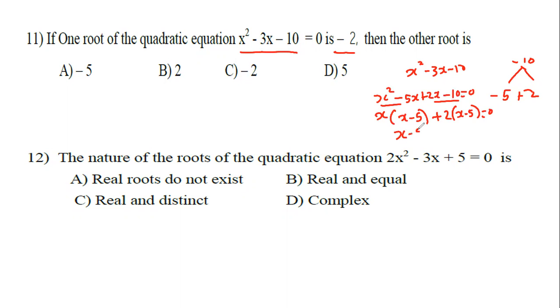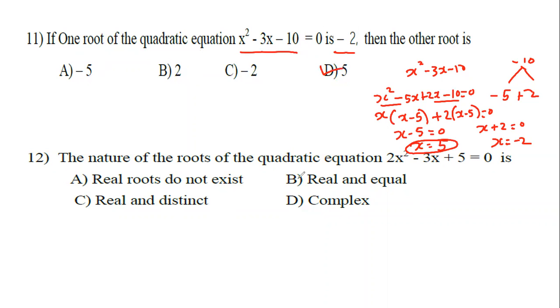x minus 5 again common, which is equals to 0. And another one, x plus 2 is equals to 0. You will get x is equals to minus 5. Take to this side, it will become plus 5. So another one is x is equals to minus 2. Already they given minus 2. Okay. Remaining is x is equals to 5. So which option is right? Only plus 5. Okay. Not minus 5.